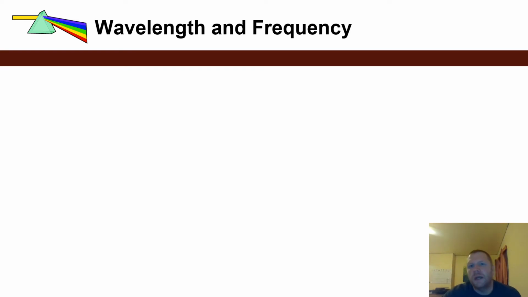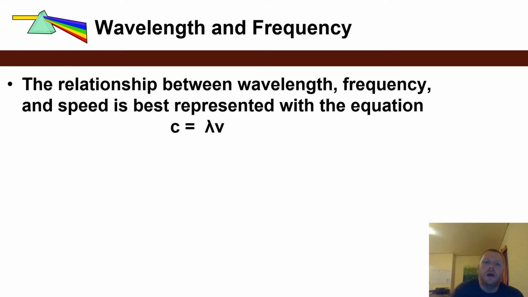So now that we've established what a wavelength is, we need to draw a connection between wavelength and frequency. Now, the relationship between wavelength, frequency, and speed is best represented through this equation: c is equal to lambda times nu. Now, this nu is a little bit tricky because this is not v as in velocity, but this is nu, so it's actually that symbol right there. And that symbol right there is frequency.